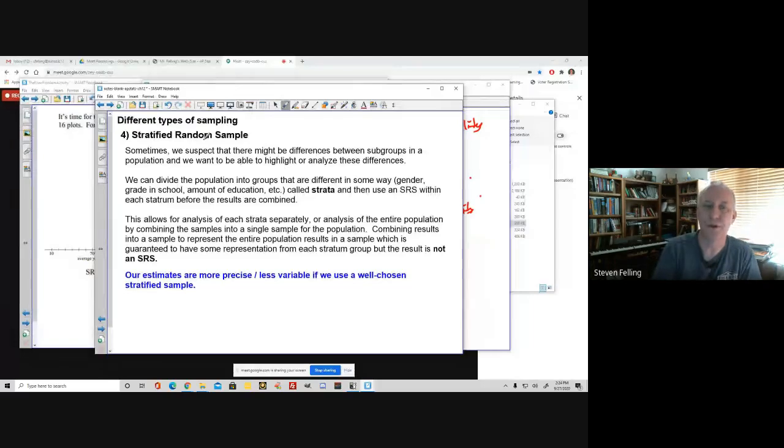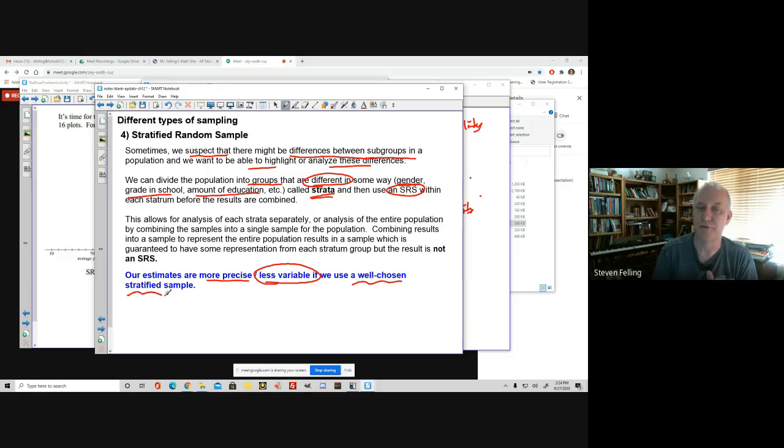Stratified random sample is if we suspect that there might be differences between subgroups that matter, and we want to highlight or analyze these differences, we can divide the population into groups that are different in some way, like distance from the river, or maybe gender, or maybe grade in school, or the amount of education someone had. Now those groups, instead of being called clusters, are called strata. And then we do an SRS from within each stratum to get the total number that we want. Okay, this often will be more precise, and there'll be less variability if we use a well-chosen stratified sample.